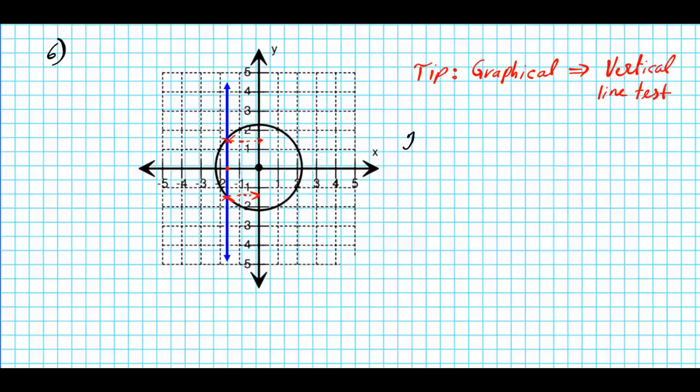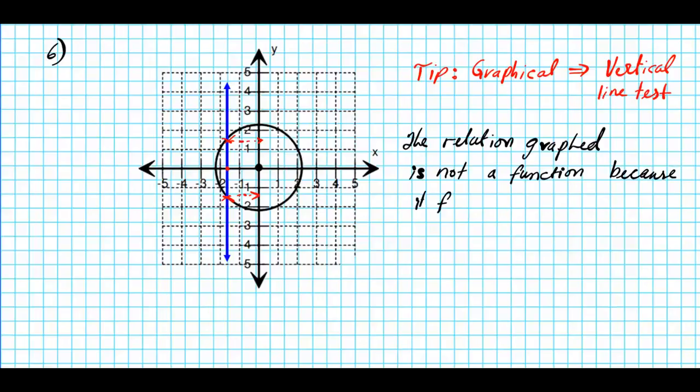Okay, so the relation graph is not a function. Why? Because it fails the vertical line test. Okay, that's sufficient to conclude that the graph of a relation is not a function.